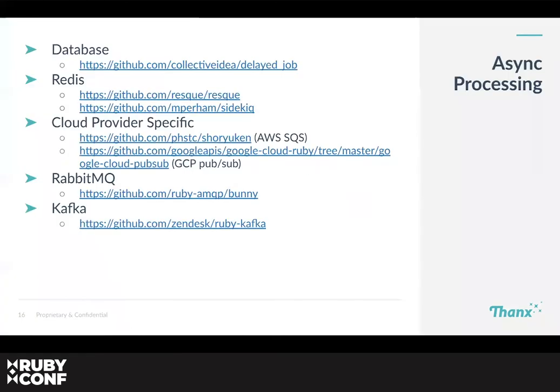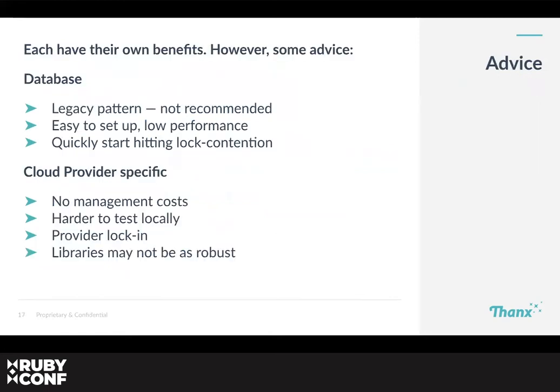There's a ton of different options for asynchronous processing, and this is a small subset of the libraries that are out there. There's database, there's Redis-based, there's cloud provider specific, there's RabbitMQ, there's Kafka, there's a whole host of other libraries that provide asynchronous processing. So database, it's a relatively legacy pattern now. I don't recommend it. So in this section, we'll talk about some advice for how to select an asynchronous processing library.